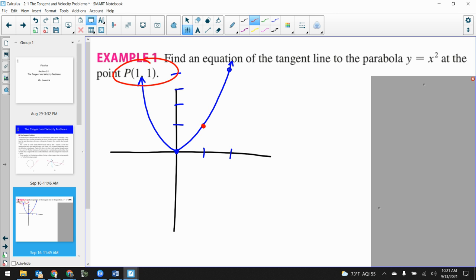Let's sketch it in. Let's see. Okay, I'm going to use my line tool here. I'm going to have to manipulate the other side of it too.